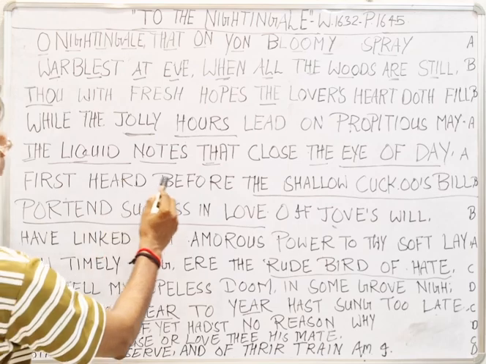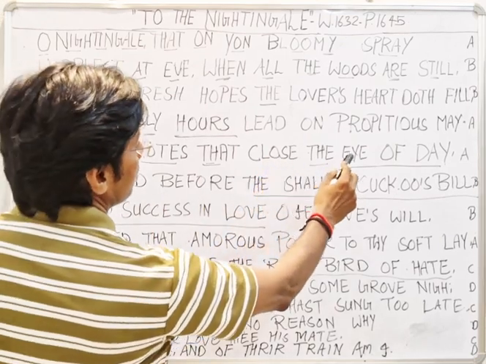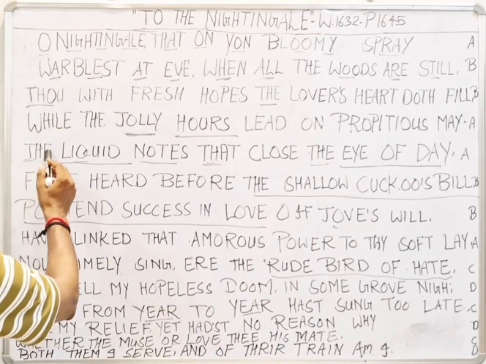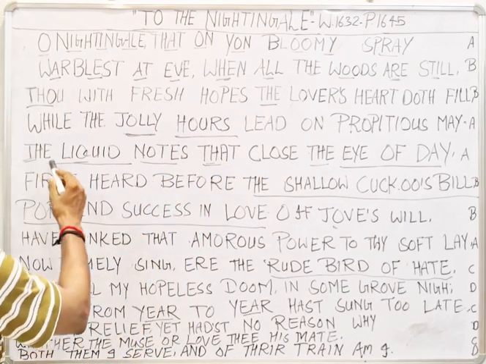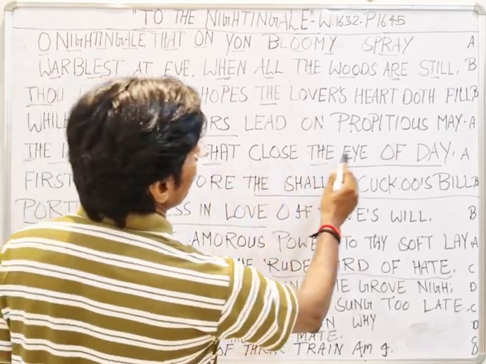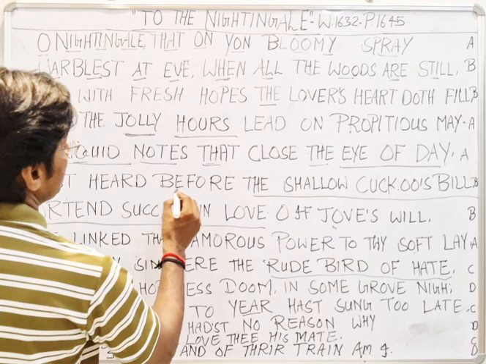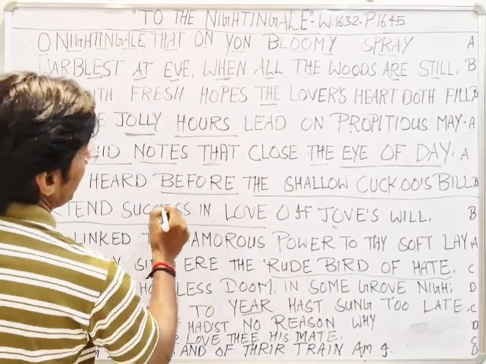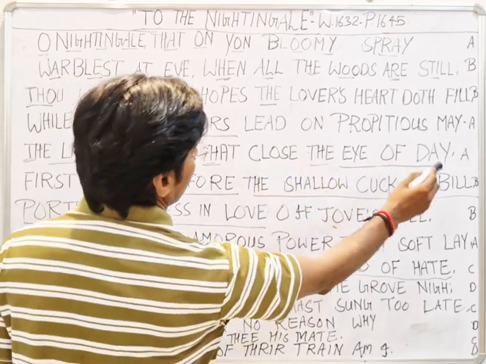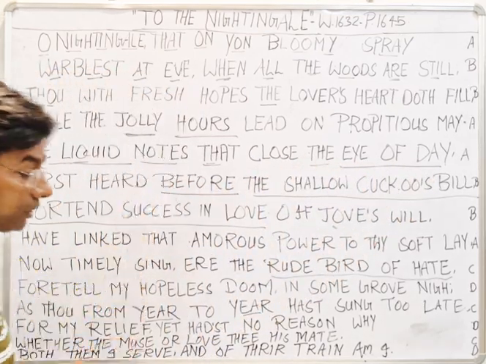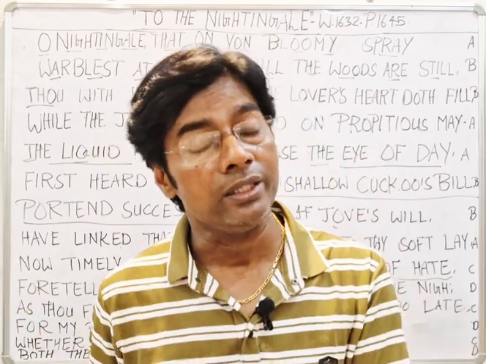Now next, "first heard before the shallow cuckoo's bill." So see, the liquid notes that close the eye of day, first heard. What heard? The liquid notes first heard. When heard? Try to connect this line to that one. See, the liquid notes that close the eye of day, first heard before the shallow. See again, this word is working as a conjunction, a connector. So, the liquid notes that close the eye of the day first heard. This means the song, the singing voice of the nightingale is heard.